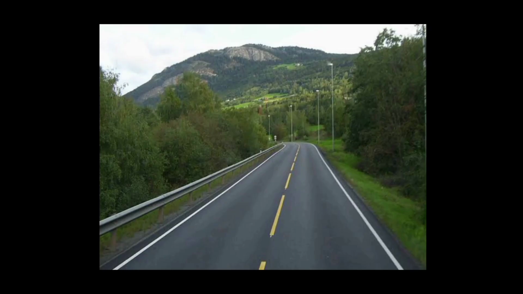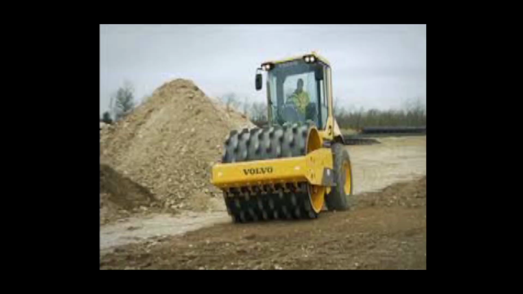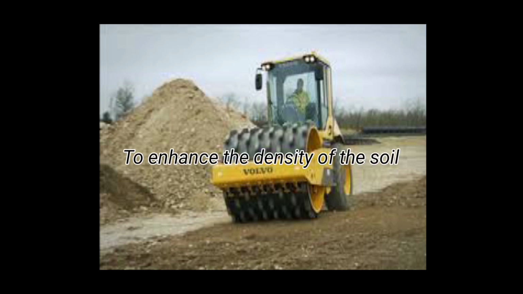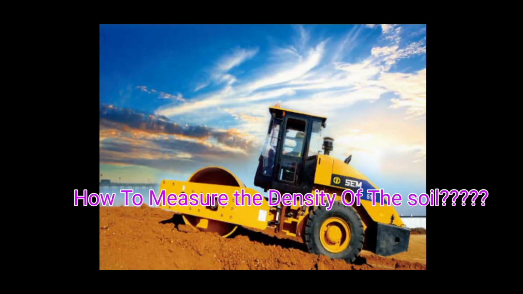Welcome to all. During any road construction and embankment construction, we might have seen the compaction of soil by heavy rollers. This compaction is done to enhance the density of the soil. So, until and unless we measure the density, we cannot predict the denseness of the soil after compaction. So, how to measure the density of the soil?